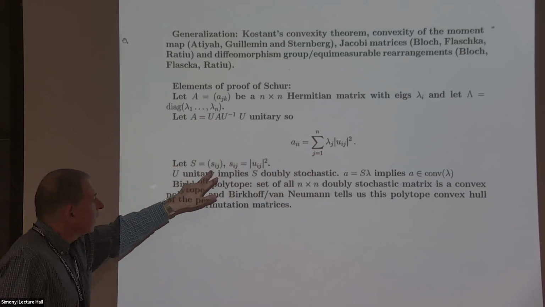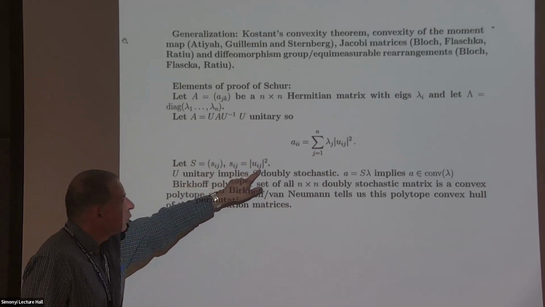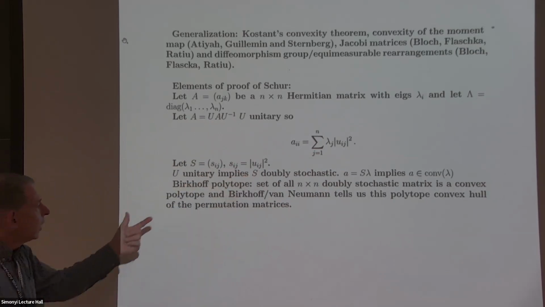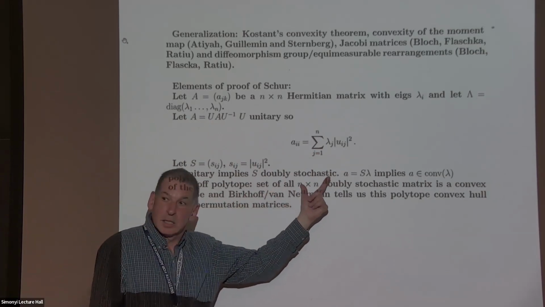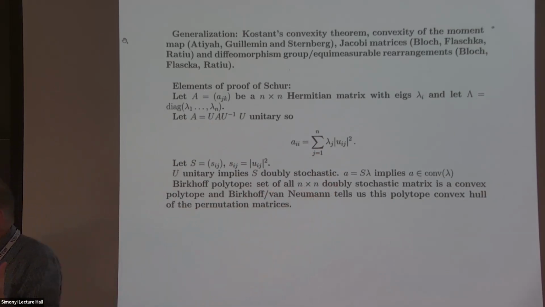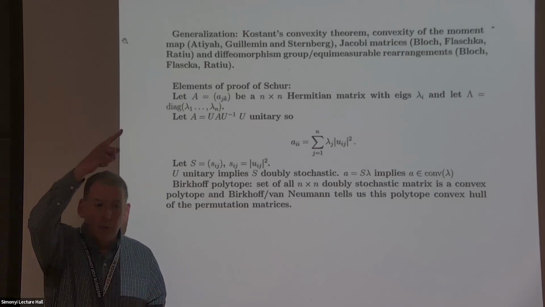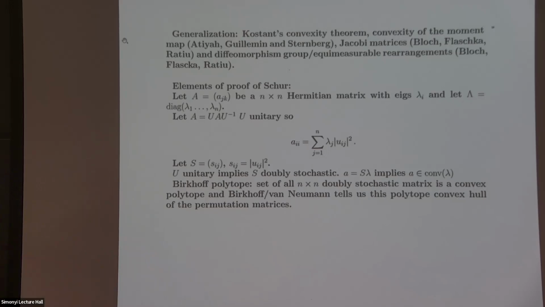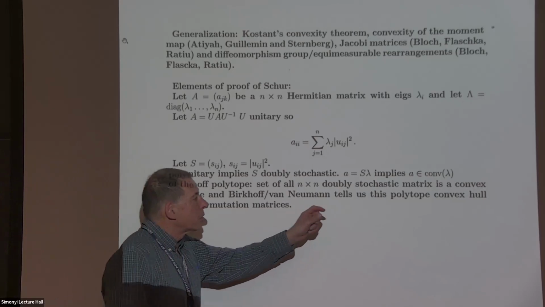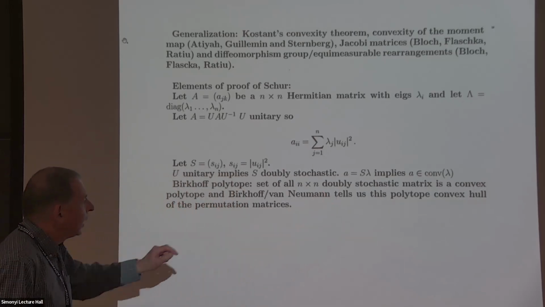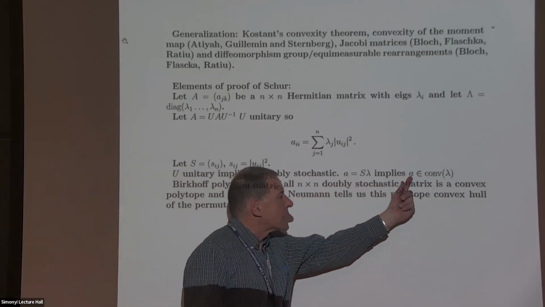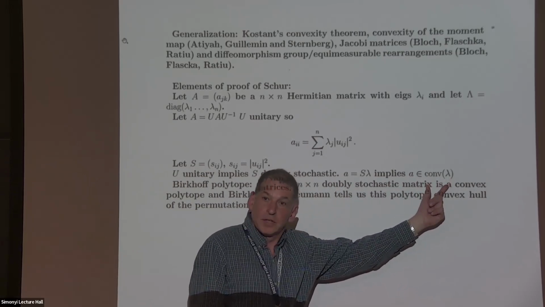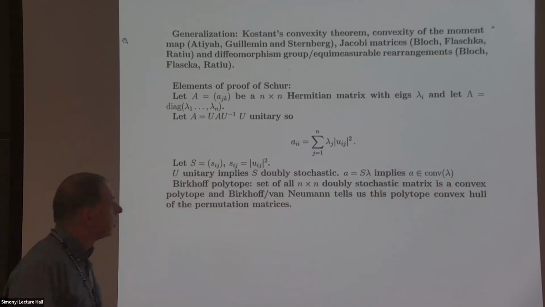And if you let S equal Sij, where Sij is equal to mod Uij squared, U unitary implies that S is doubly stochastic. So that's the key thing here: there's a doubly stochastic matrix, which means both its rows and columns add to 1. Those are nice objects which play a role in Markov processes, but are also interesting here. You can check that A equal to S lambda implies that A is in the convex hull of these lambdas. That's exactly what I mentioned earlier.